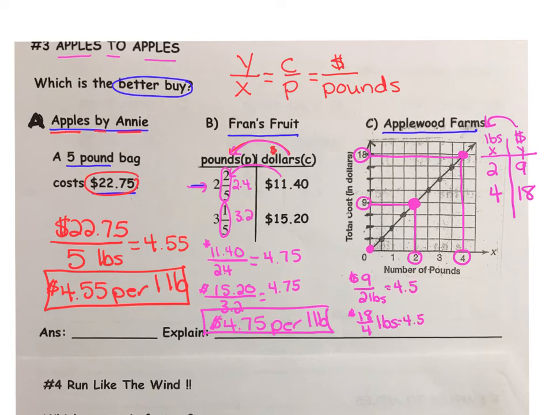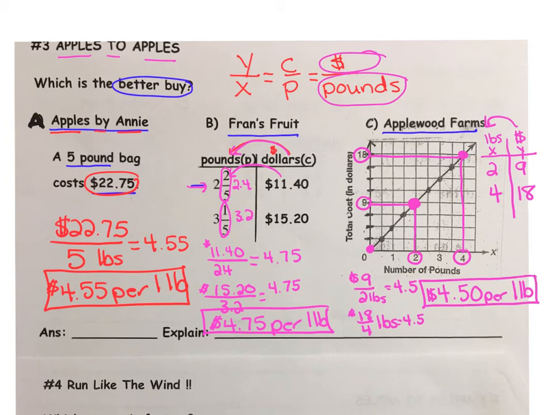But remember, we're talking about dollars per pound. So dress it up with labels. At Applewood Farms, it costs $4.50 per 1 pound of apples. And that's the unit rate for Applewood Farms.